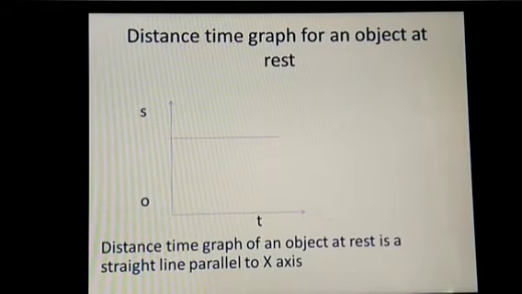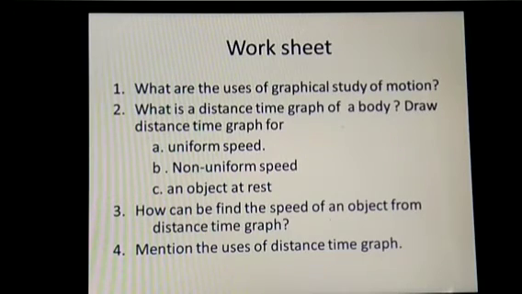Distance time graph for an object at rest. The distance time graph of an object at rest is a straight line parallel to x-axis. So, in this case, there is no change in the position of the object with respect to time. So, for all the time we can see the distance is at a particular point only. So, we can say that the distance time graph for an object at rest is a straight line parallel to x-axis.